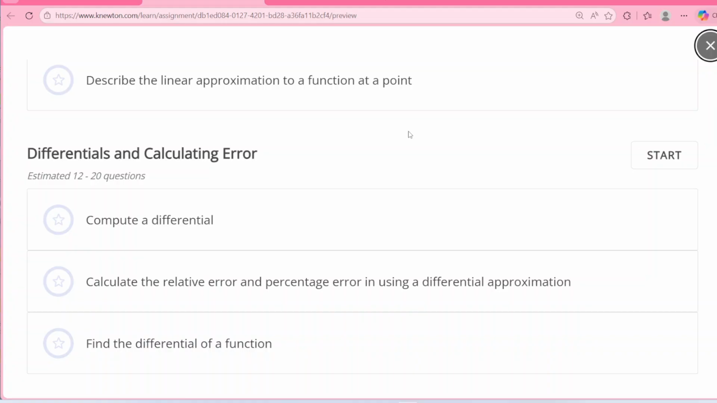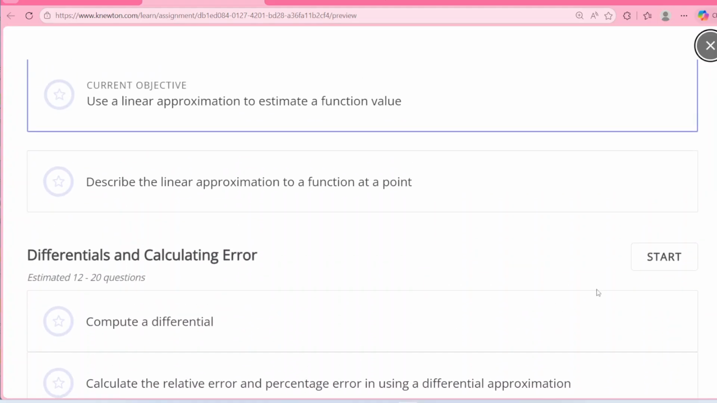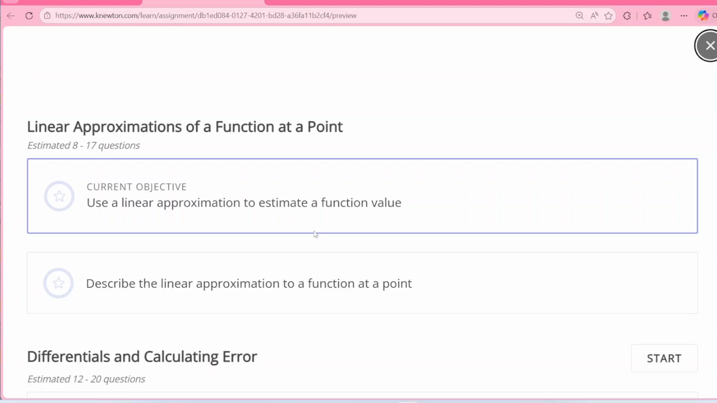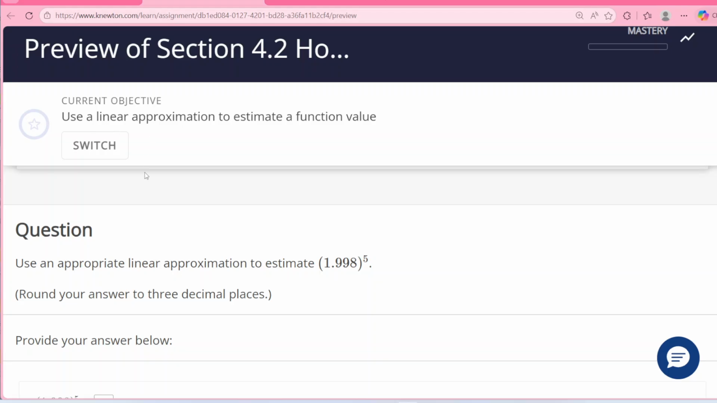This particular assignment has 5 objectives broken into 2 headings. I had the settings so that you could switch to a different heading if you wish to start a new heading, but I won't be doing that in this video. So the first several questions will be on the 2 objectives under the linear approximations of a function at a point heading. Then you have your current objective on the main page, and underneath that, a question related to that current objective.